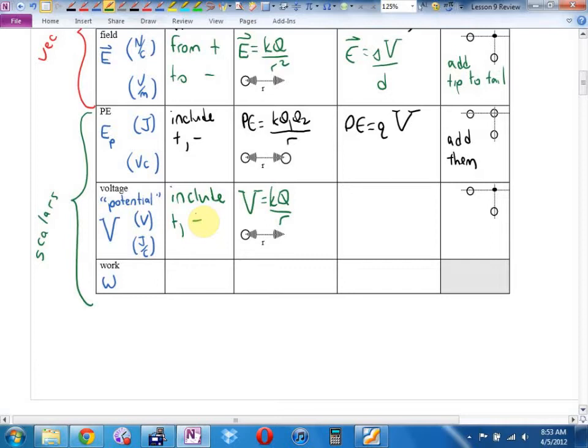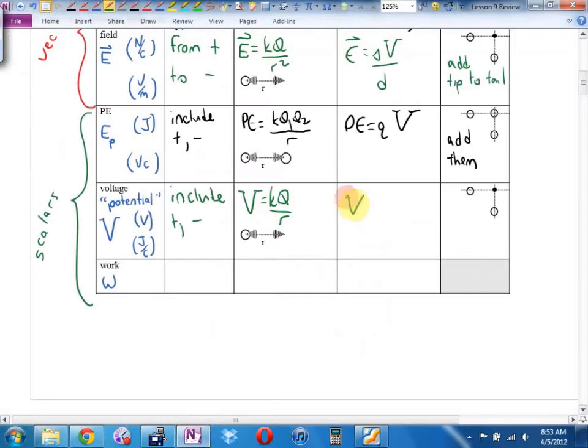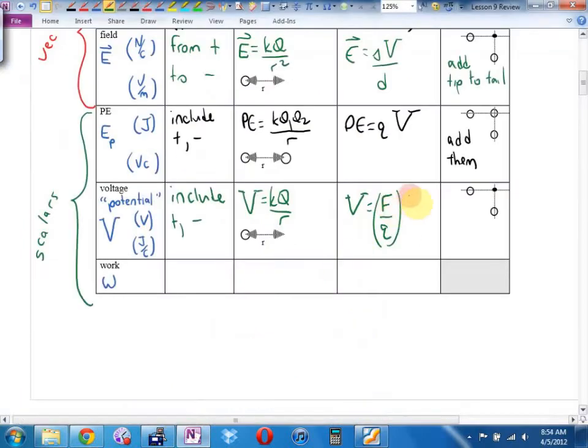What's the voltage between parallel plates? You can either think about it that way, or you can think about it that way. This was our definition of voltage. We defined it as energy per coulomb. I'll write it here, though. Voltage is ED, where E is F over Q, times the distance between them.